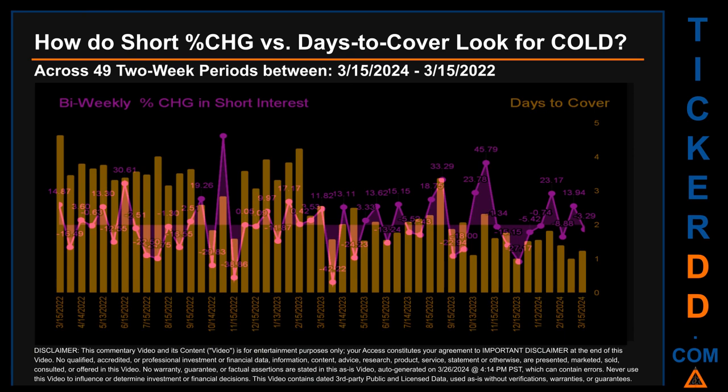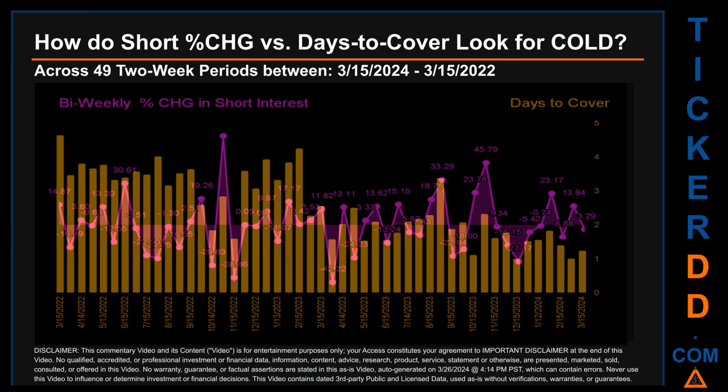Zooming out, I looked across 49 2-week snapshots, from latest found, March 15, 2024 to oldest found, March 15, 2022. In the graph, I overlaid bi-weekly percentage change in short interest against days to cover. Across these 49 2-week snapshots, the average percentage change of short interest was about 0.45%.